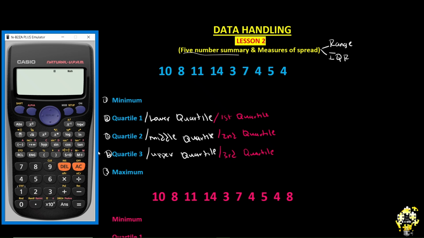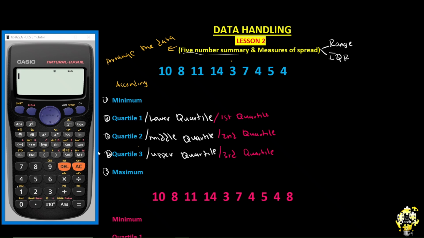Before we can do anything in a 5-number summary, this is important, we have to arrange the data. Now, for the purposes of this video, we are going to arrange the data in ascending order. So let's arrange this data in ascending order. So in an ascending order, what do we have at first?